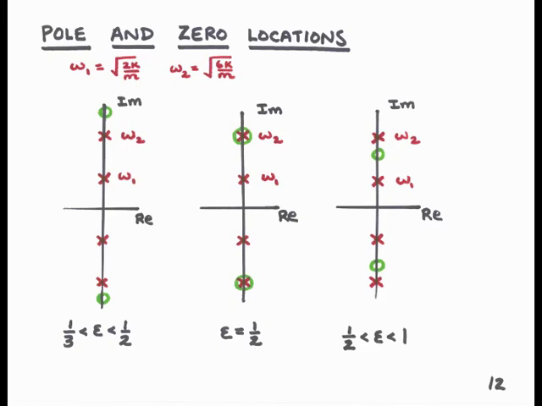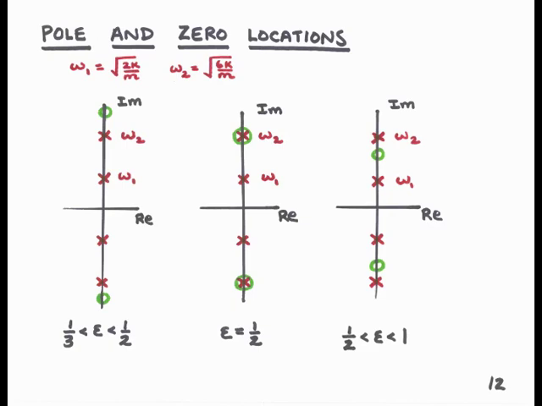The location of the poles and zeros in the complex plane for epsilon between 1/3 and 1/2 is shown in the graph on the far left. And you note that the zeros are at a higher frequency, that is farther up the imaginary axis, than the tilt mode poles at omega 2.